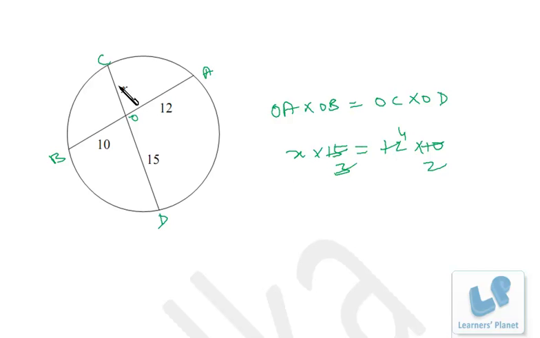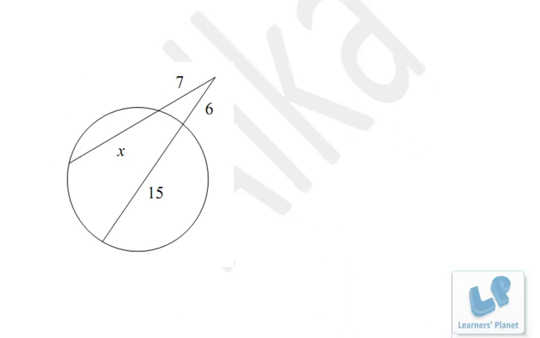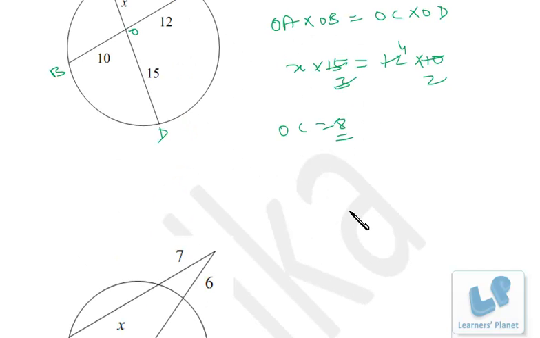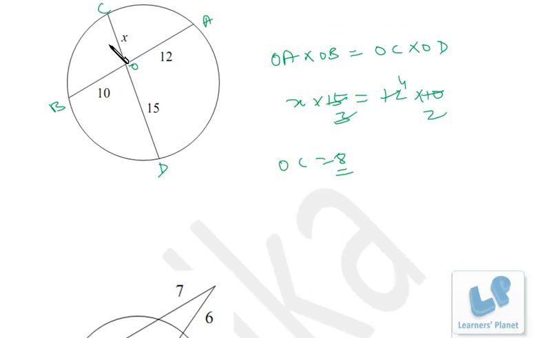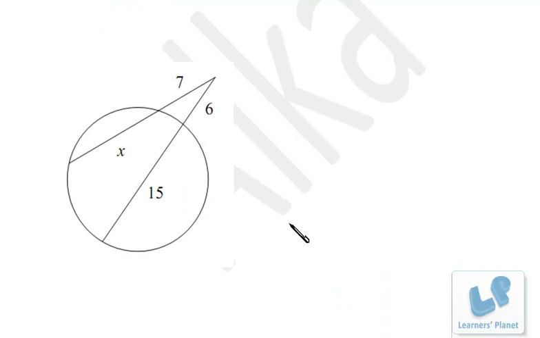So X is 8, that means OC is 8. Okay, so if you keep small properties in your mind, it will be easy for you to solve the problems. Now friends, in the previous case the chords were intersecting inside the circle. In this case the chords are intersecting outside the circle. Doesn't matter, the property will remain the same.